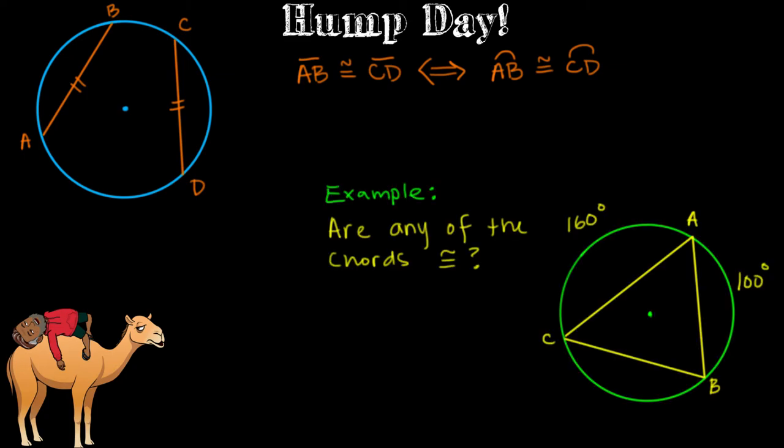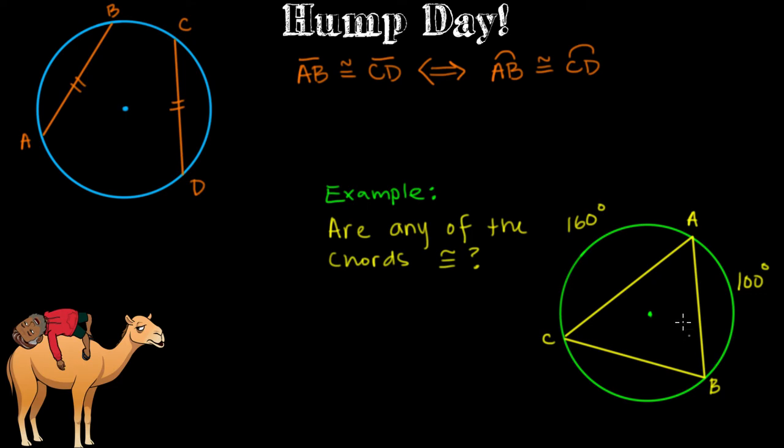All right, so let's take a look at our first example. In this example, we have a circle, and we want to know, are any of the chords in this picture congruent to each other? So I look at my three chords, chord AC, chord AB, and chord CB. Right off the bat, I notice that chord AC has an arc that is 160 degrees associated with it. Arc AB is 100 degrees, which means chord AB has a corresponding arc of 100 degrees. Notice that the two arcs are not congruent. The fact that the arcs are not congruent leads me to understand that chord AC will not be congruent to chord AB.